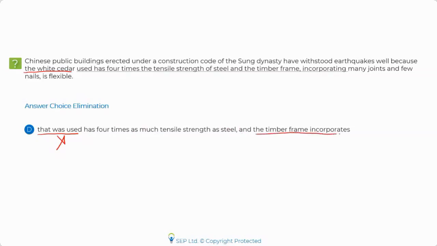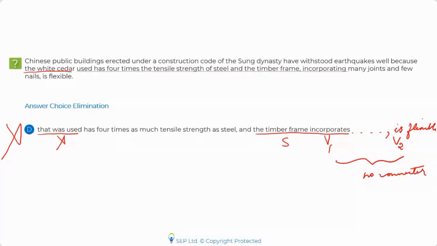Problem starts here. "The timber frame incorporates." Now, "incorporates" is a verb. Then if you go ahead, there is a comma, and then you still have "is flexible." So you have verb 1, you have verb 2, but you have no connector, no "and" in between, nothing. We cannot connect 2 verbs like that. "Timber frame incorporates, is flexible" is wrong. So that's majorly the error in D. A lot of you also marked D. Any queries on D here, guys? Any questions you need to ask for D?